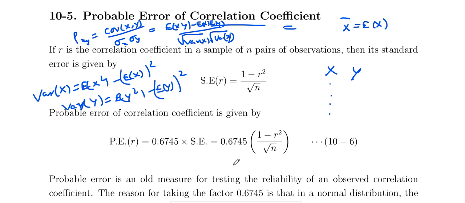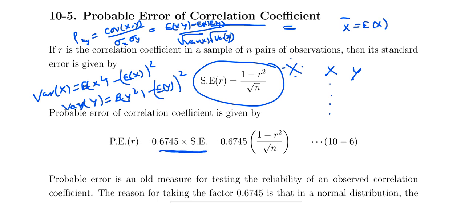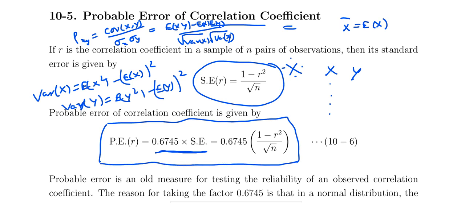Then how do we define the standard error? The standard error is given by 1 minus r square divided by root n. That is very important. So the standard error for the correlation coefficient is 1 minus r square divided by root n. They will ask this question directly. The probable error of the correlation coefficient is 0.6745 into the standard error. 0.6745 into standard error is called the probable error of the correlation coefficient r.